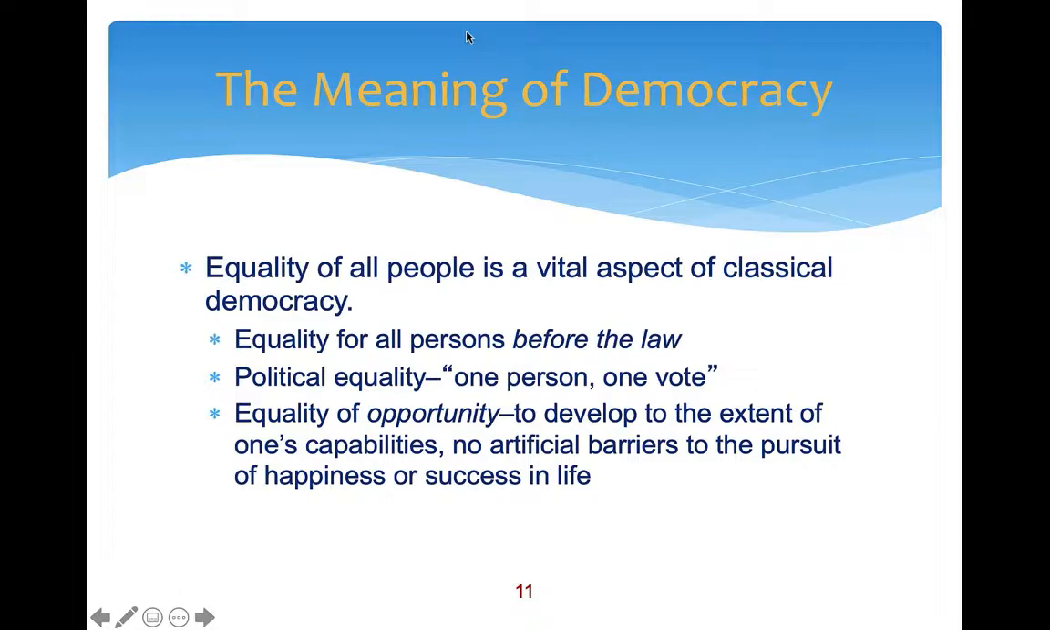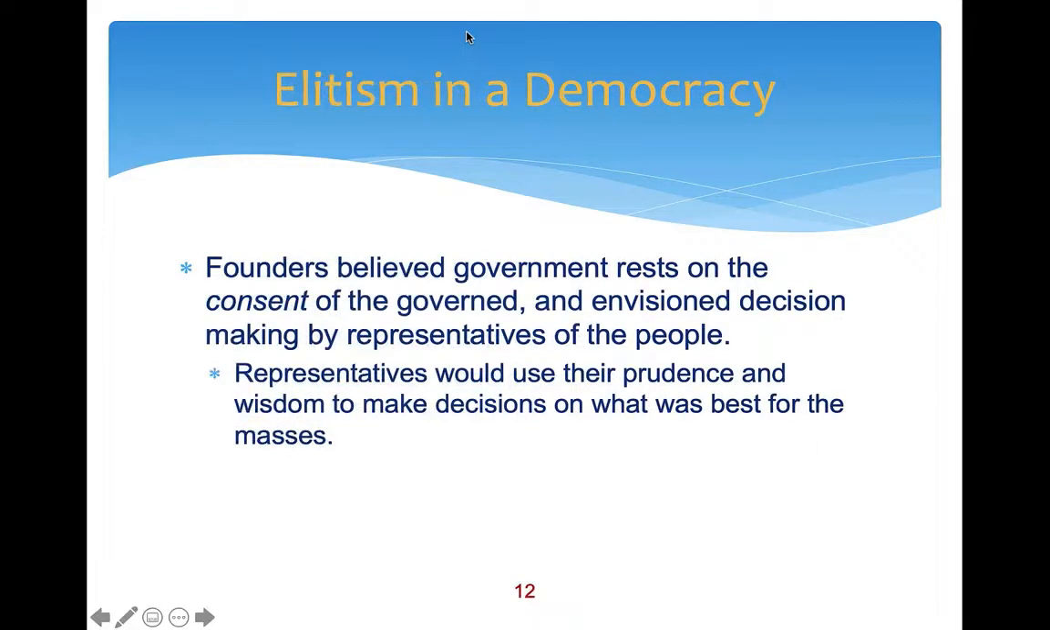So equality of opportunity is developing the extent of one's capabilities where nothing gets in their way to pursue a life of happiness. The founders also believed that government will rest on the consent of the governed and envisioned decision making by representatives of the people. And this is where we get our representative democracy ideas from. We elect people to go to Washington, D.C. to make decisions based off of our interests.